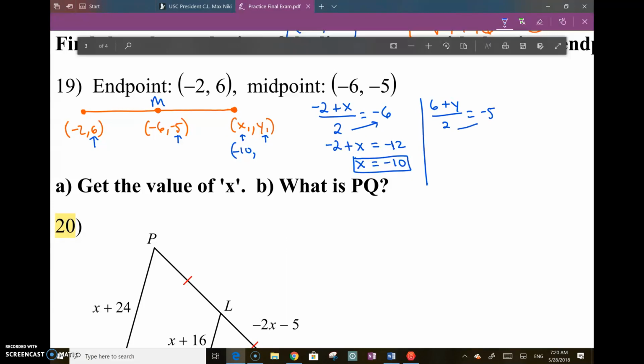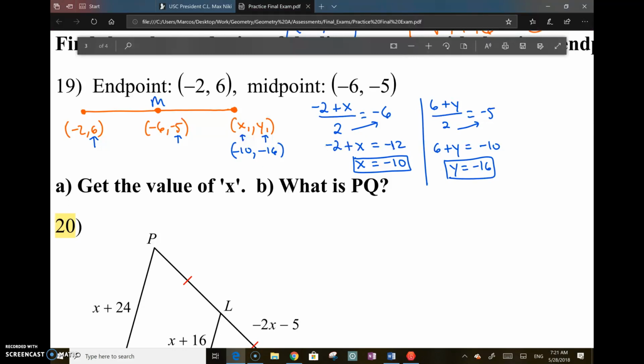And like with the x's, if we cross multiply, this would be 6 plus y, which is the numerator, equal to negative 10. And then subtracting 6 on both sides, we get negative 16. And that would be my y value. So now I know exactly where my endpoint is located. It's at negative 10, negative 16. All right.